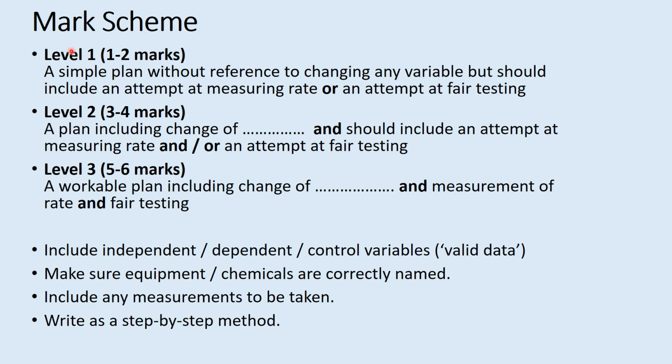Right, so this is now a kind of generic mark scheme, the sort of thing that you would be looking to try and do to get your 6 marks. So again, it's a workable plan including the change of something, whatever it is you're investigating, maybe temperature of acid and measurement of rate, and make sure you got your control variables. Here you go, there's your valid data statement. Make sure they're all in there. Make sure these things are named correctly.